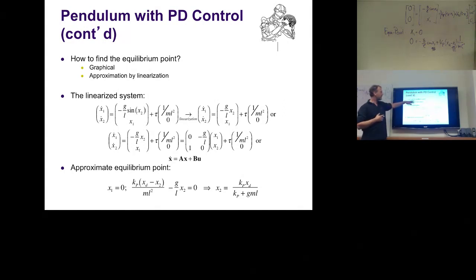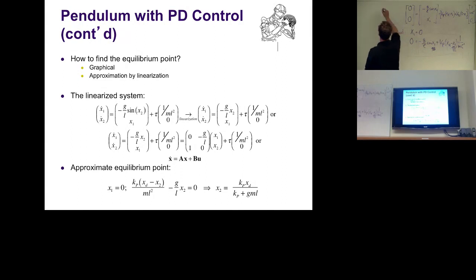What possibilities do we have? We have either graphical methods, or approximate methods, or numerical solution methods. Graphical is something useful to just remind yourself. I'll just give you a quick picture here. The story is essentially that here you have a sine term, and here you have a linear term with a negative x2.